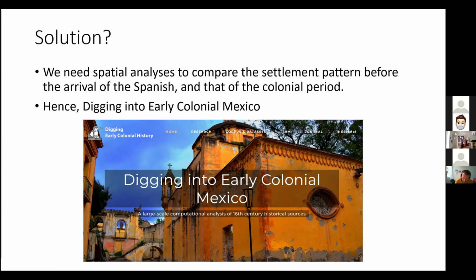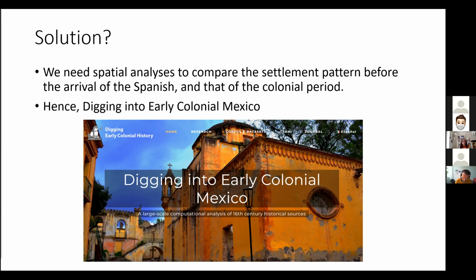So this is to say that the Mesoamerican settlement pattern and the colonial settlement pattern haven't been compared at all at a larger scale before. And this could, of course, give us a clear picture of how settlement pattern changes or not, particularly with the introduction of the Spanish system.